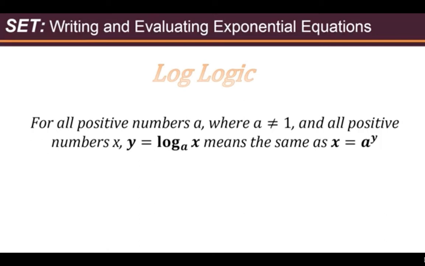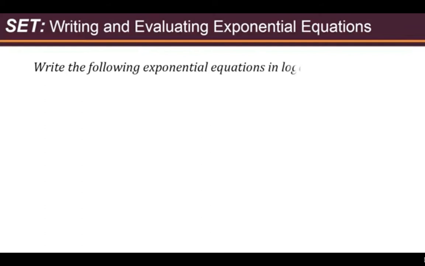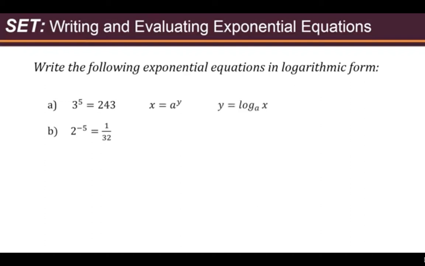You will use the definition of logarithm to rewrite exponential equations in logarithmic form for problems 10 through 16. Here is an example. Write the following exponential equations in logarithmic form: 3 to the power of 5 equals 243, and 2 to the power of -5 equals 1 over 32. Using the definition of a logarithm, we know that x equals a to the power of y can be rewritten as y equals log base a of x.